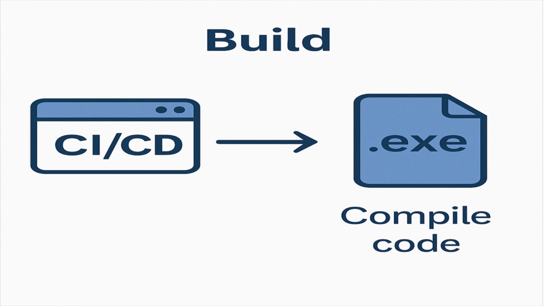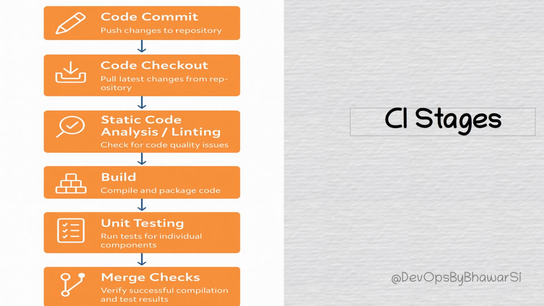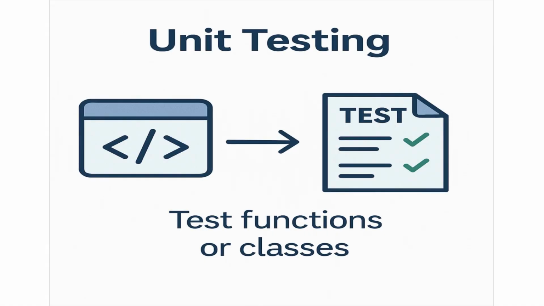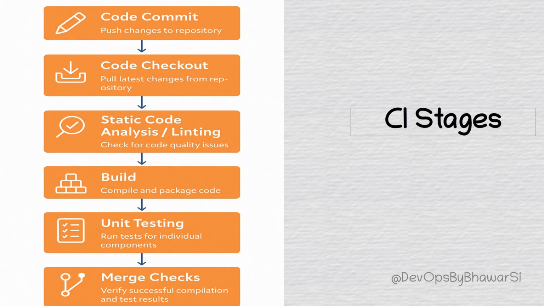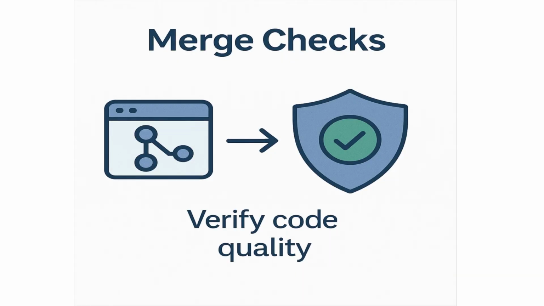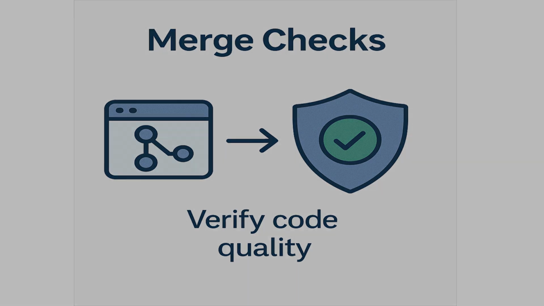If you're doing packaging here, then you won't need a separate packaging stage in CD because it's already done. After build, we move on to unit testing. Here, individual functions or classes are tested in isolation just to make sure they work as expected. And finally, we reach the merge check stage. This is like a gatekeeper. It ensures that only tested, reviewed, and verified code gets merged into the main branch.